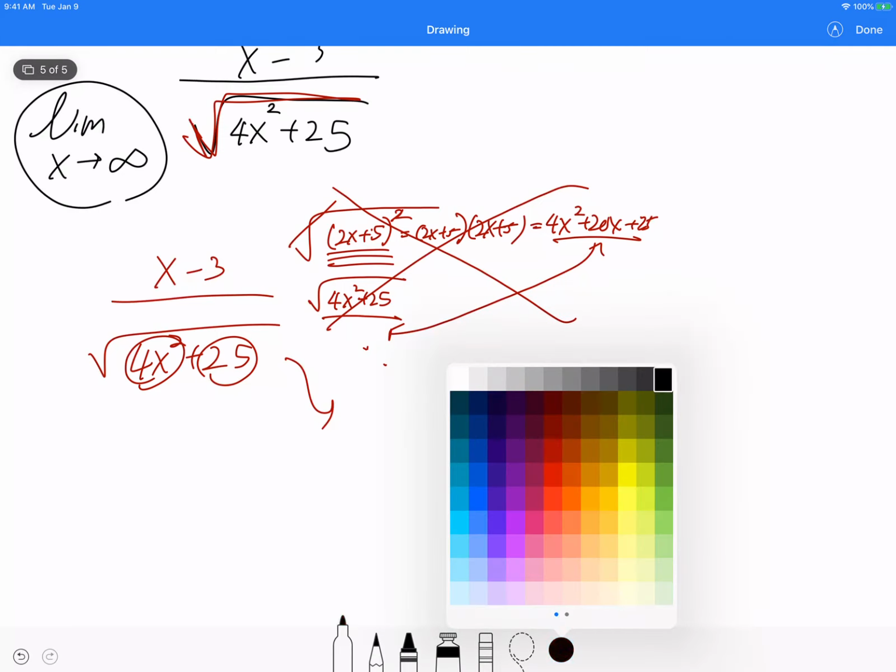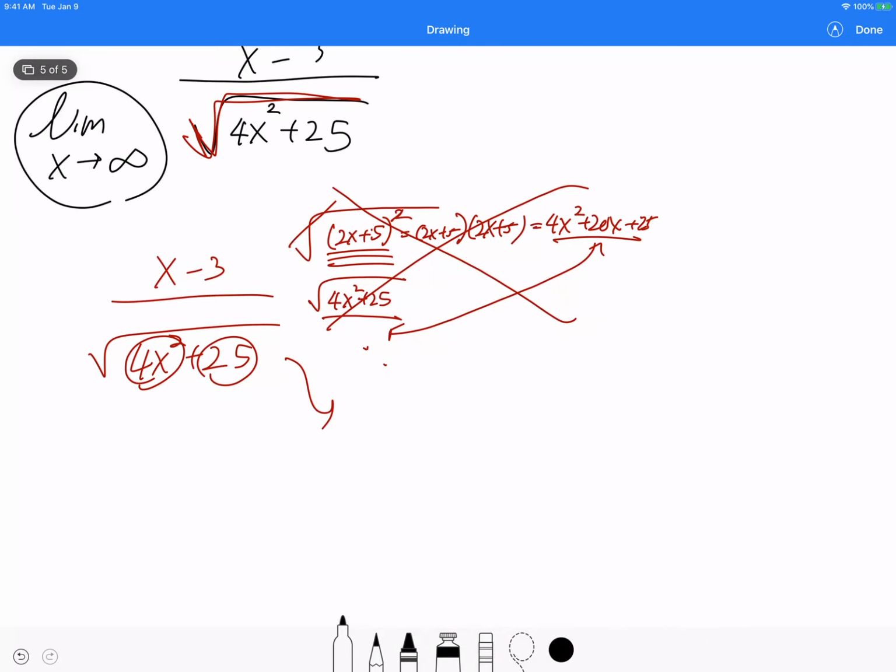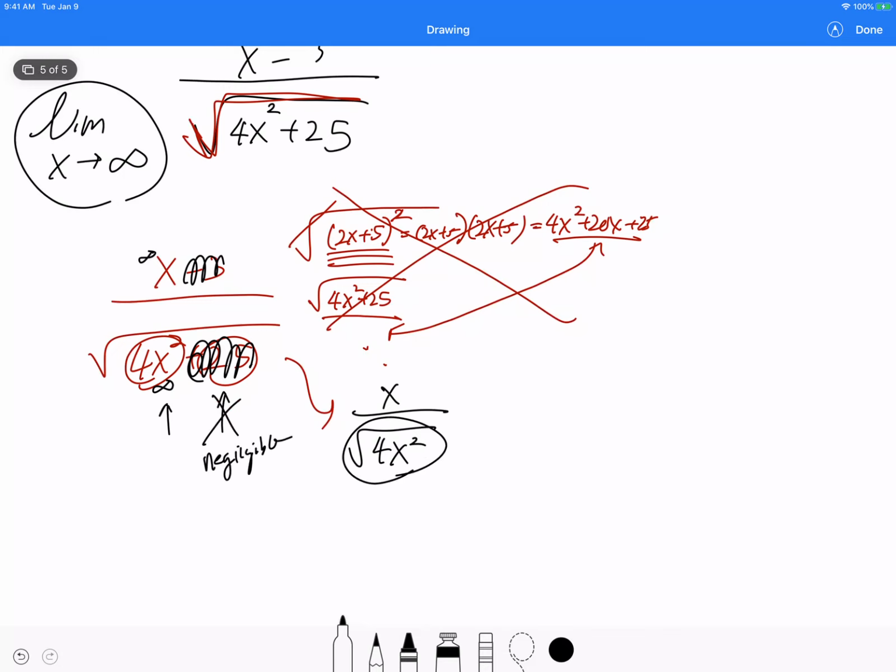So what is the part that's unnecessary? Well, quite frankly, if we were plugging in the infinity here, this plus 25 is garbage. This minus 3 is garbage. The plus 25 under the square root doesn't really do anything for the question, because we're plugging in such a huge number for x that this 25 is completely negligible. So I'm just going to consider the one that actually matters.